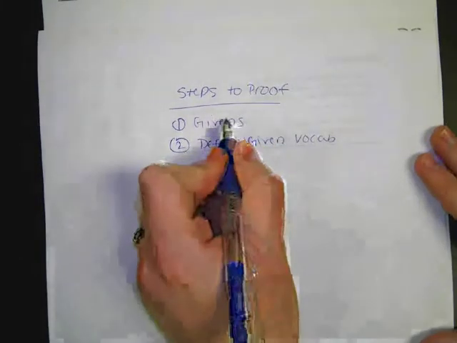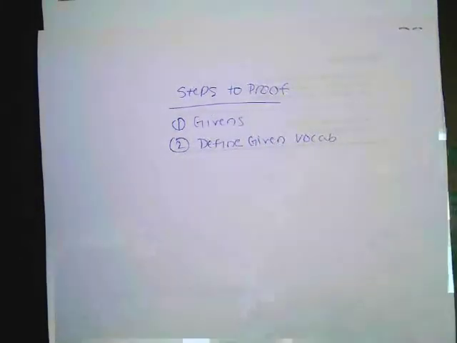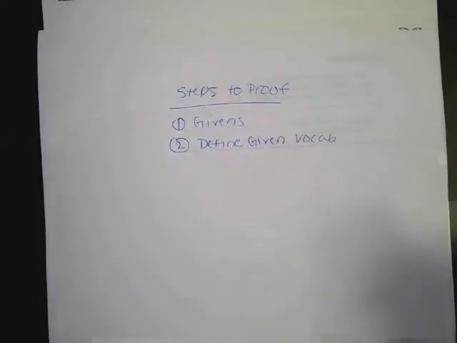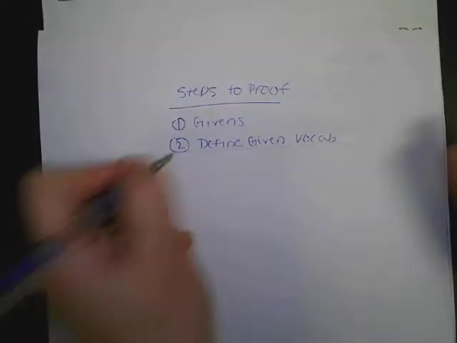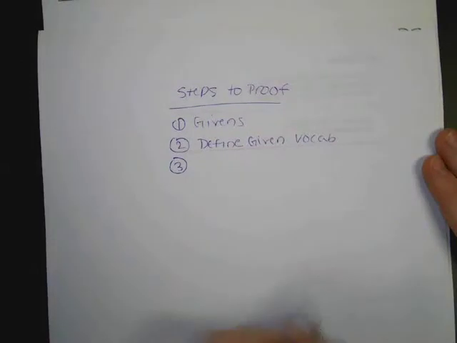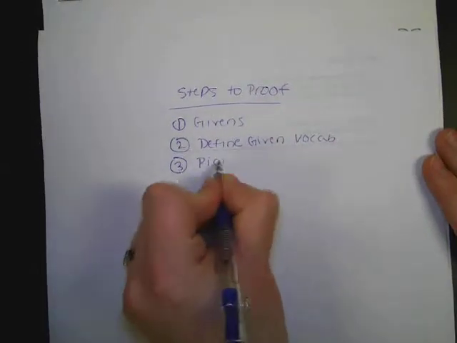So if there's a vocabulary word in the given, your next step should be defining that vocabulary word using this chart that we just did. Anytime we used our vocab words, we could change it into an equation. If there are no vocabulary words, then you would have gone straight to step 3. Step 3 is a pull from the picture thing.